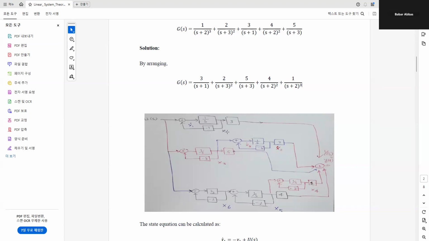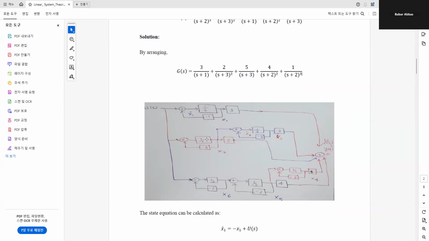By assigning the state variables, this is equal to x1. Here, this is x1 dot, and here is the one integrator. For 2 poles of multiplicity, we have 2 integrators, one over s here and one over s here. Similarly, for 3 poles of multiplicity, 1 over s is here, 1 over s, and 1 over s here. So these are the state variables. This is equal to x1. So x1 dot is basically equal to minus x1 plus u of s.